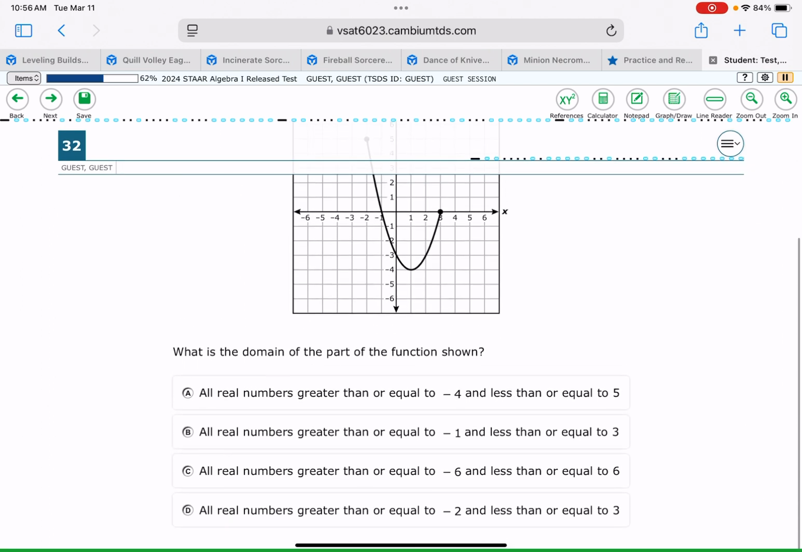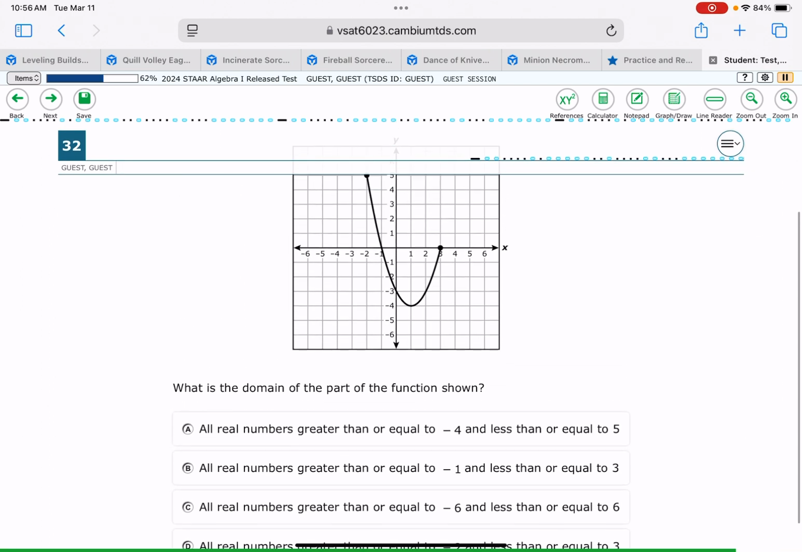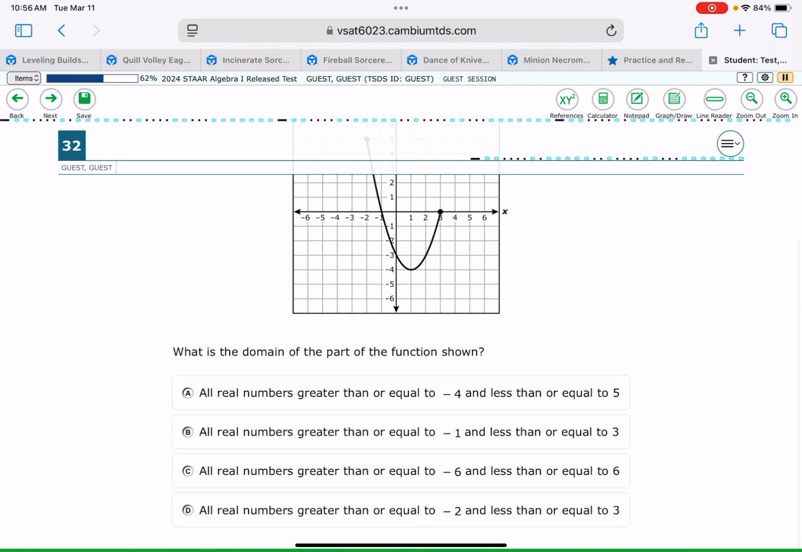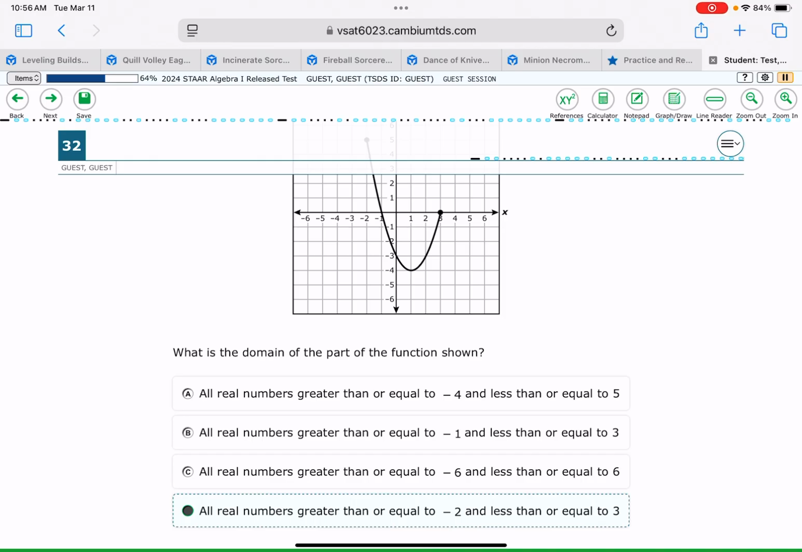This one we do not. As for the domain, domain is left to right. That's a minimum x value of -2. The only one that has -2 in it is D. We are done.